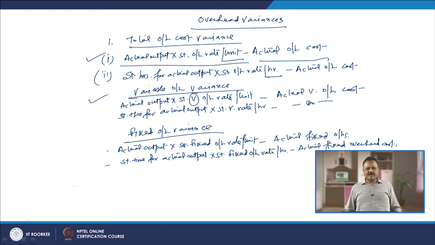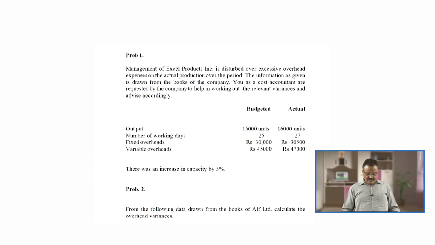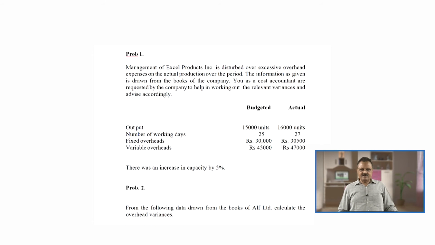Now, we have learned how to calculate these three variances, total overhead cost variance, variable overhead cost variance and the fixed overhead cost variance, right. Now, the next thing is we will learn how to apply these formulas in real life situations for working out these variances, right. So, here you see that in this part I have given you two problems and these are very simple problems. Using this information in both these problems, you have to calculate the different overhead variances.